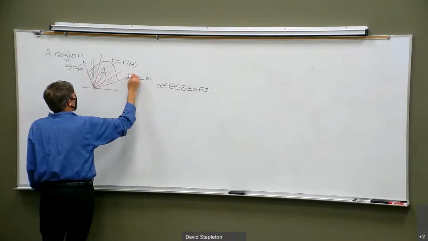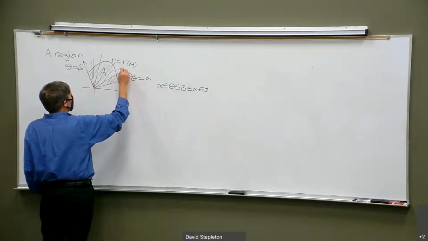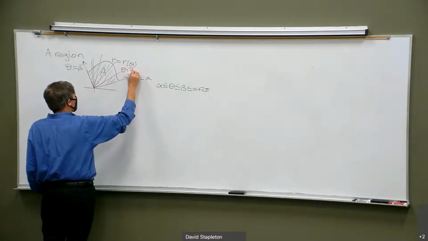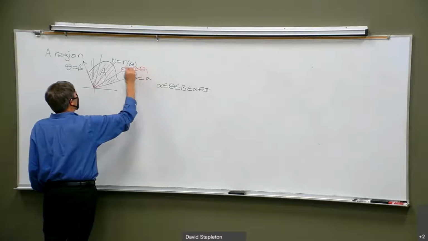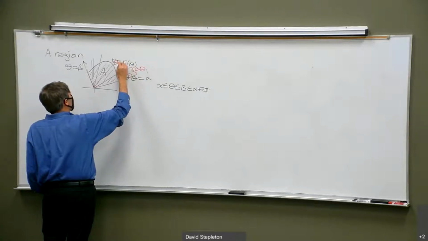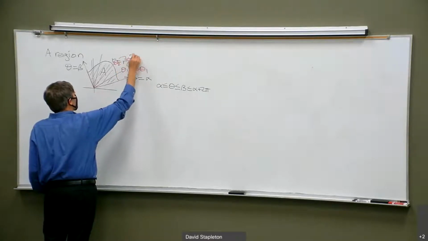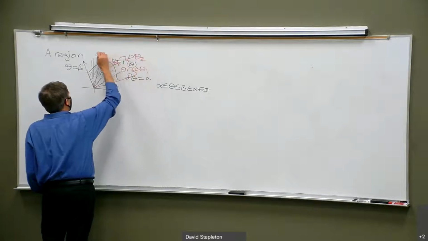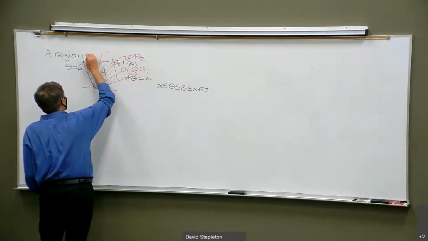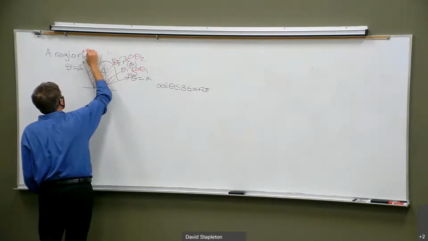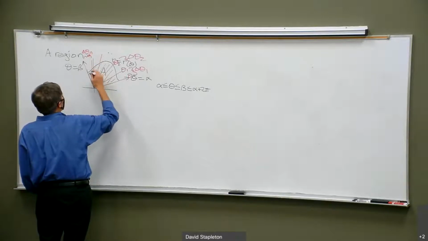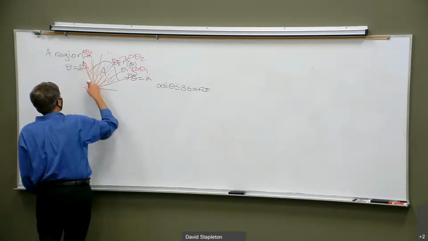Call this angle theta 0 equal alpha, and this can be theta 1 and an increment of delta theta 1. This can be theta 2 with an increment of delta theta 2, dot, dot, dot, and the last increment is delta theta n, between theta n minus 1 and theta n, which is equal to beta.